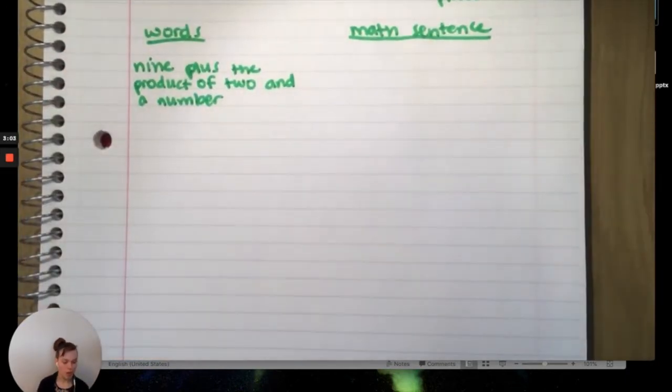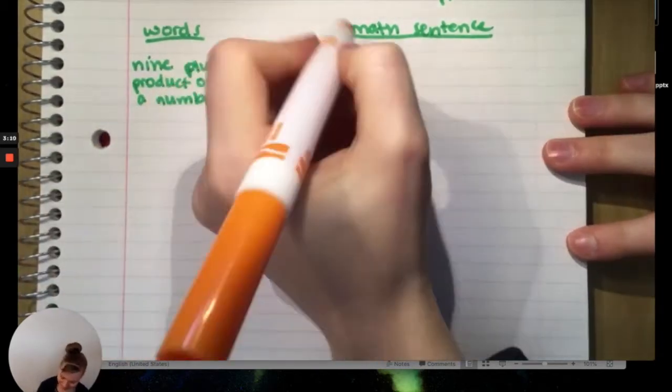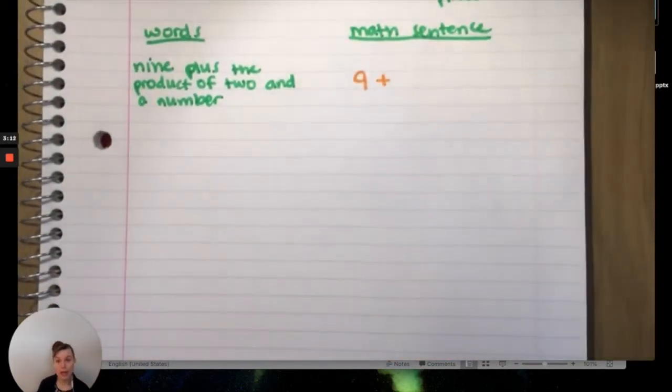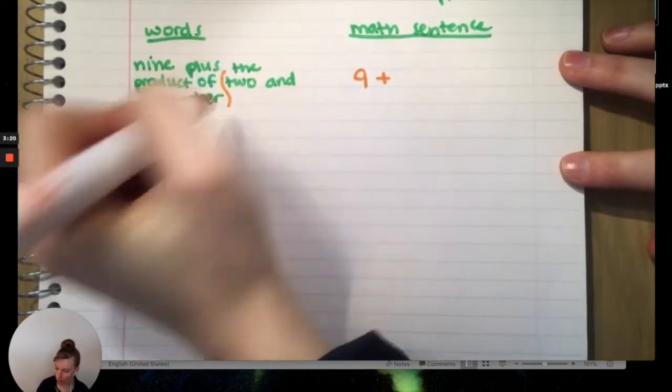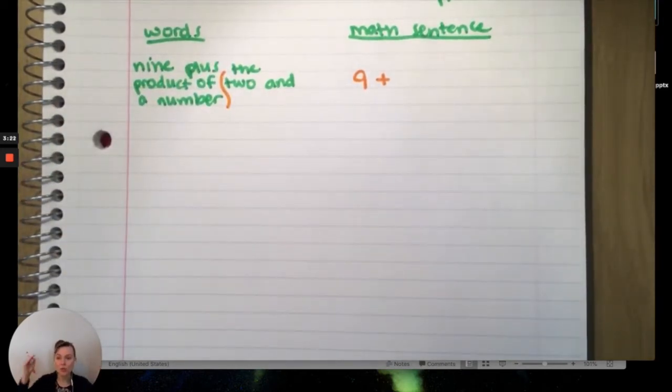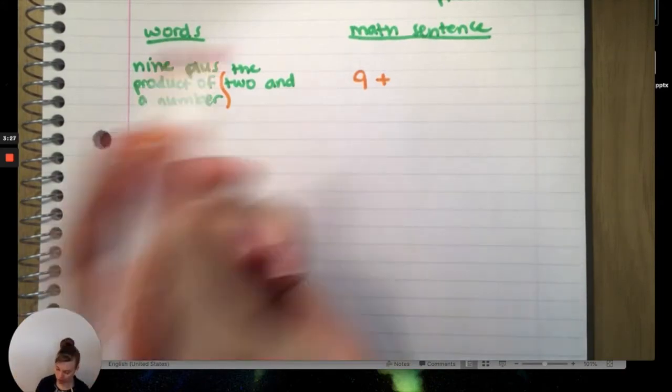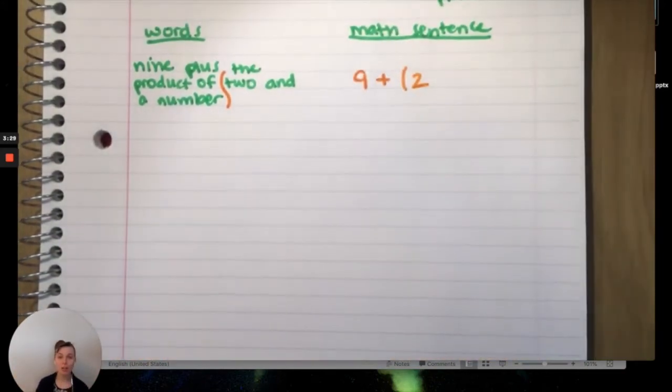All right, so 9 plus, what do you think that means? Yeah, it means 9, and then you put a plus sign. The product of 2 and a number. So whenever you see the of, think parentheses, because it's probably going to be a group. So it's the product of these 2 numbers being multiplied together. 2 and a number. So I'm going to have 2 multiplied by some number.